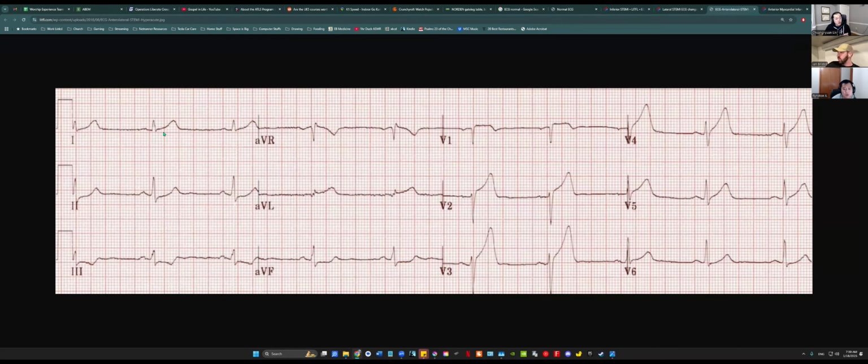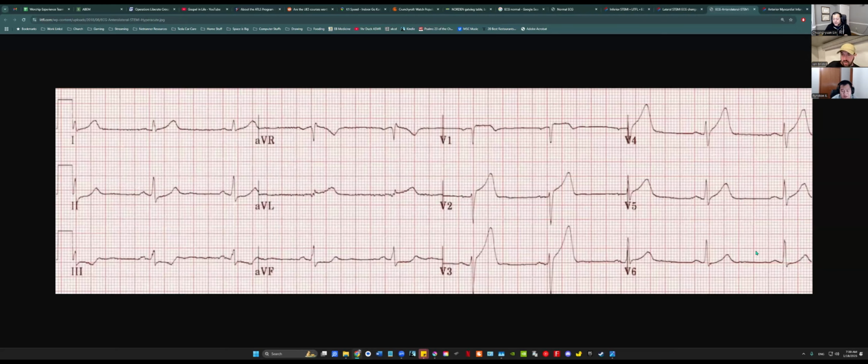Don't start at top left and work your way through. Look at it by zones. So 2, 3, AVF, you see the depressions. You see lead one looks a little bit fishy. What other leads are in the left lateral? AVL, 5 and 6. All right, we'll do 5 and 6 first. How do these guys look?